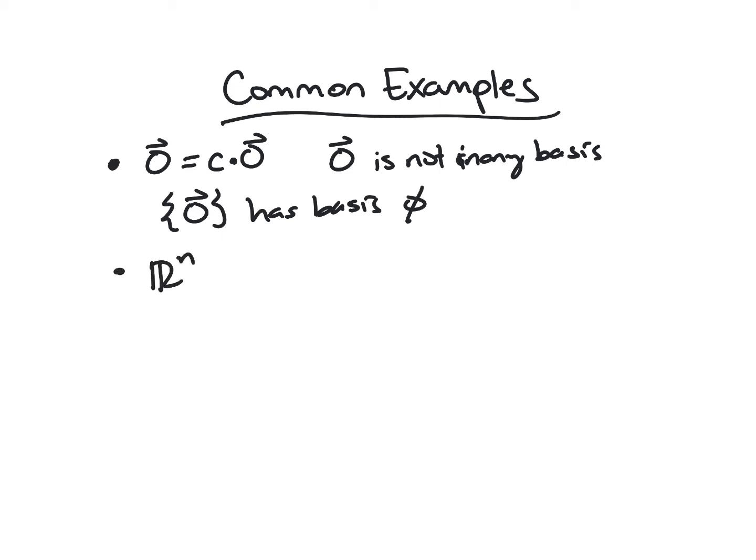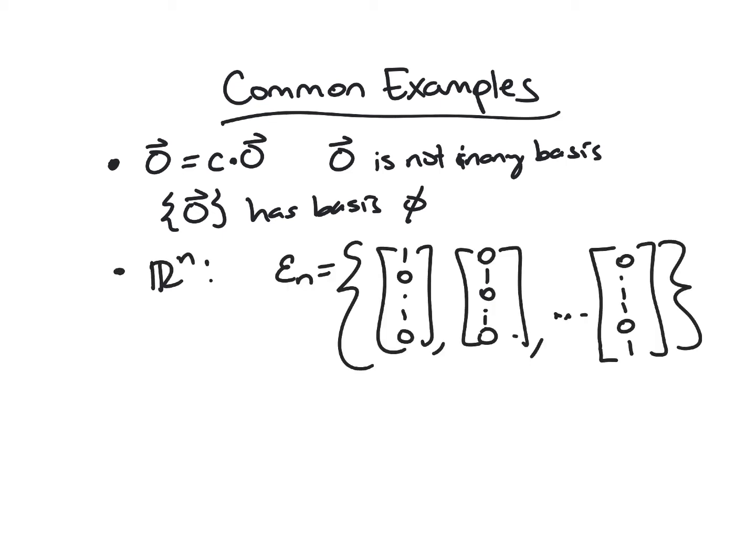For R^n, we basically just look at getting a 1 in exactly one row of each column. We call this basis epsilon_n, and these vectors are e_1, e_2, all the way down to e_n, where e_i corresponds to a 1 in the ith row and zeros everywhere else. Okay, so this is what's called the standard basis for R^n.